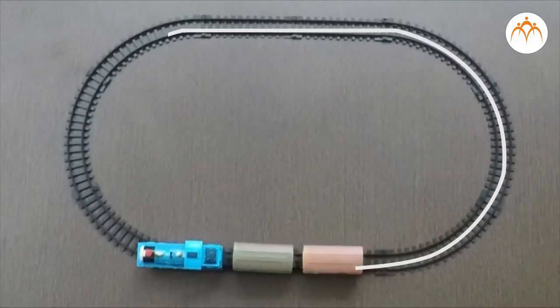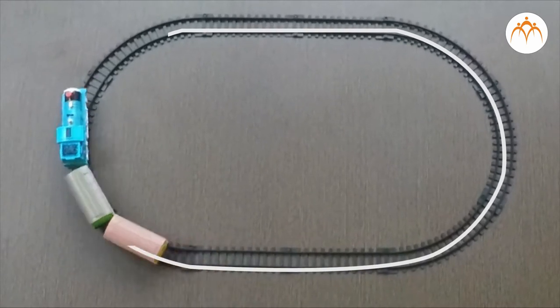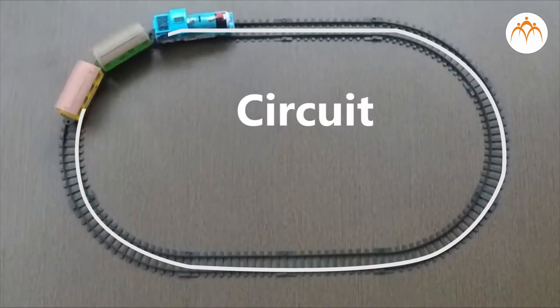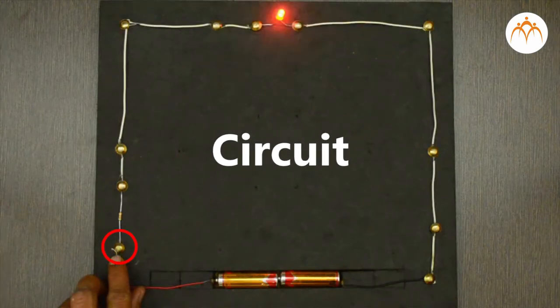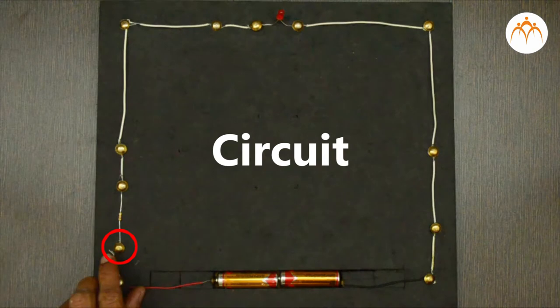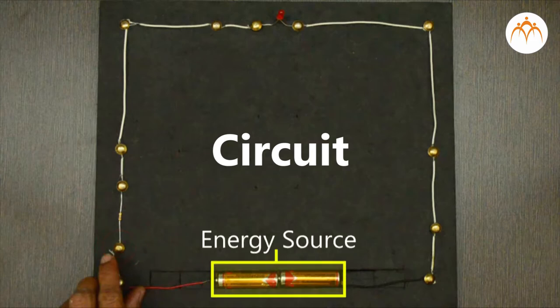For current to move, it needs a path, just like that train. It is called a circuit. When the path is complete, electric current moves instantly through it. When the circuit is broken, it stops. An electric circuit has three parts: energy source, output device, and wires.